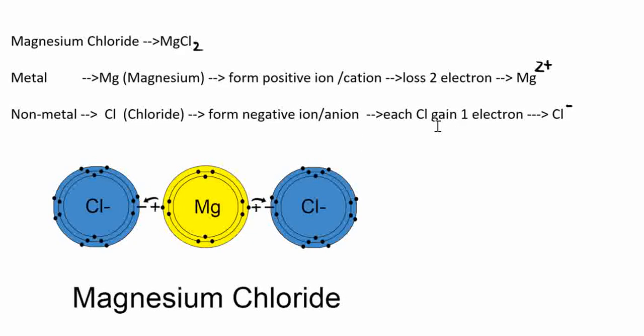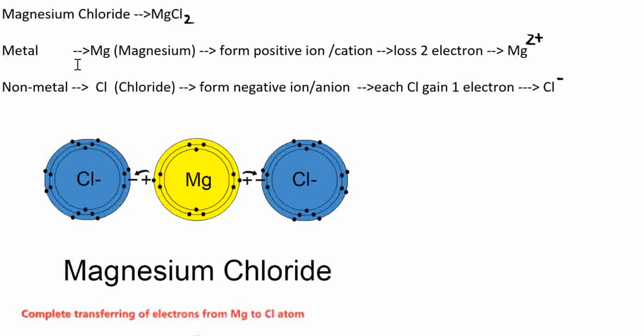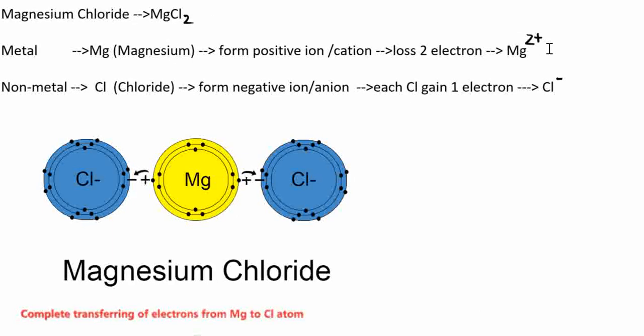Next example is magnesium chloride. Again, the metal is magnesium from group 2, so it forms a charge of 2+ according to its group number. So the charge is 2+. While Cl is from group 7, so how to count the charge is 8 minus 7 is 1, so Cl has the charge of negative 1. So we just write only negative.